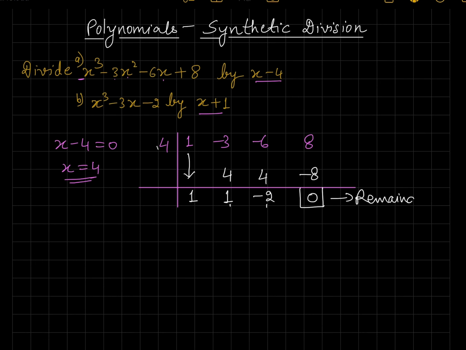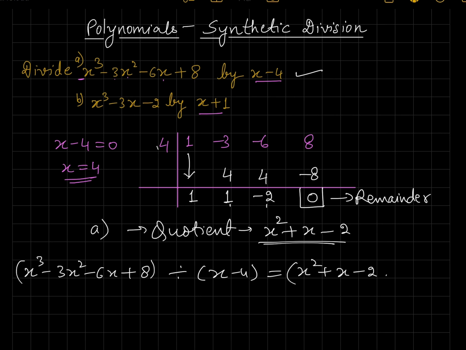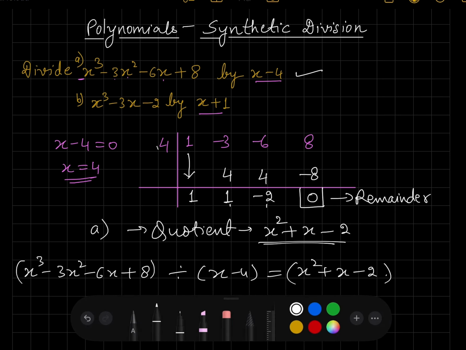This is my remainder, and my quotient for the first part would be very simple now. It is 1, so 1x squared, then this is also 1, plus x, and this is negative 2. So this is my quotient for the first division. So x cubed minus 3x squared minus 6x plus 8, divided by x minus 4, is x squared plus x minus 2. Got that? Very easy.